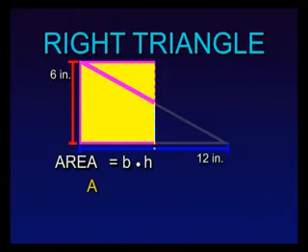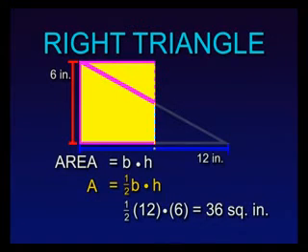The area A will be equal to 1/2 the base B times the original height H. That makes sense. This triangle really was only half of a rectangle with base B and height H. Now substitute and tell me the area inside this triangle. Good, 36 square inches. But it does make me wonder, what if we cut it a different way?